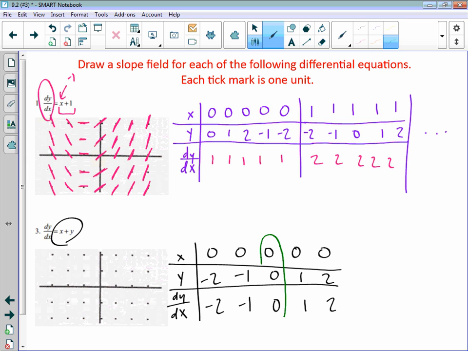So at 0, 0, the slope should be 0. At 0, 1, the slope should be 1. Everyone following this? At 0, 2, the slope is 2. Go backwards or go down here, and we got a slope of -1 and a slope of -2. Questions on that at all? Okay, so I'll set up the ones here and you guys can just compare. I'll let you kind of work through it.